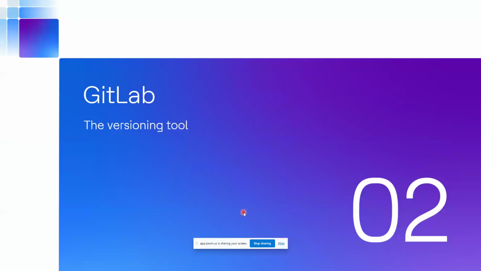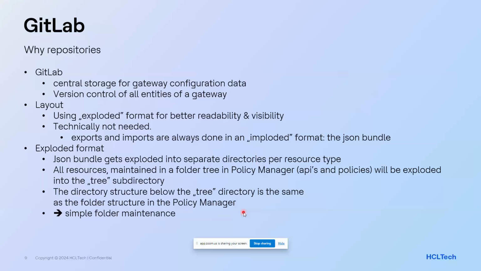Next part is only two slides or so about GitLab itself. What is GitLab? It's a versioning tool at the end. It provides the ability to have a central storage for gateway configuration data. And when I'm saying configuration data, I'm not differentiating between code and config here. It's all the same. It's about having a repository which represents the gateway, so to say.